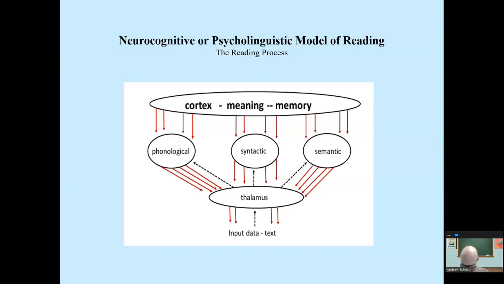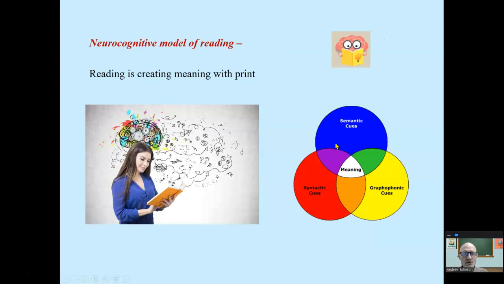According to the neurocognitive model of reading, reading is not sounding out words. Reading is creating meaning with print. Again, readers use what's in their head to make sense of what's on the page. There is almost 10 times more information flowing down than flowing up. And of course, reading is not sounding out words here. It is creating meaning with print.